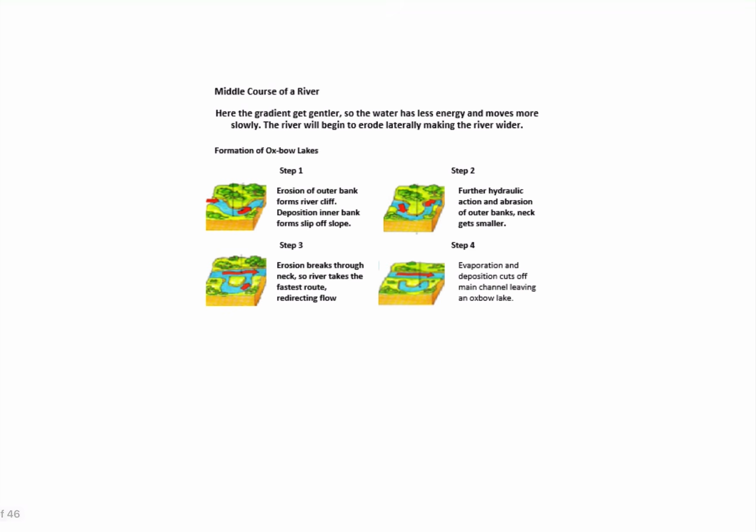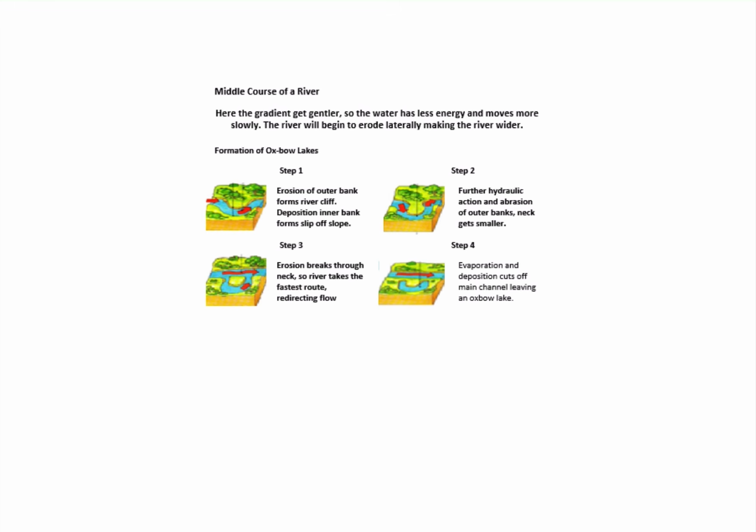In the middle course of the river, the gradient starts to get a bit gentler. The river starts to have a little bit less energy, moves more slowly. Therefore, it's going to erode laterally, so sideways. So here I'm going to get things like meanders and oxbow lakes. Remember, if you're explaining oxbow lakes, you must explain meanders first, because that's what has to happen first in the process. Remember, you're going to get processes like helicoidal flow, that zigzag movement of water further down the river.